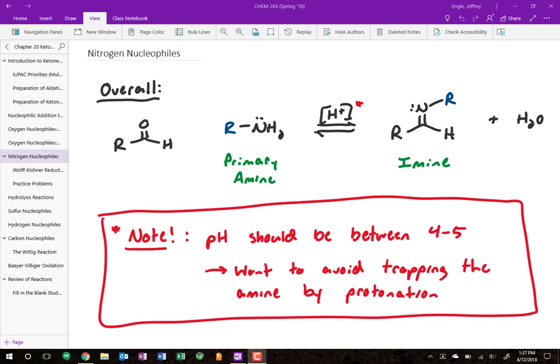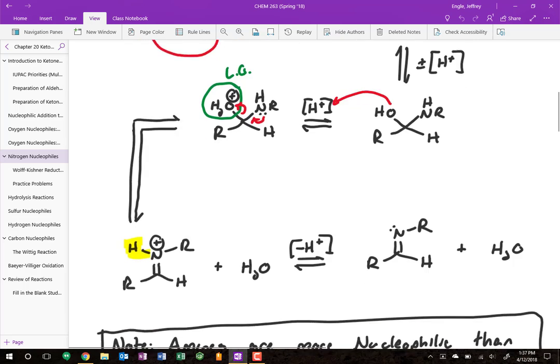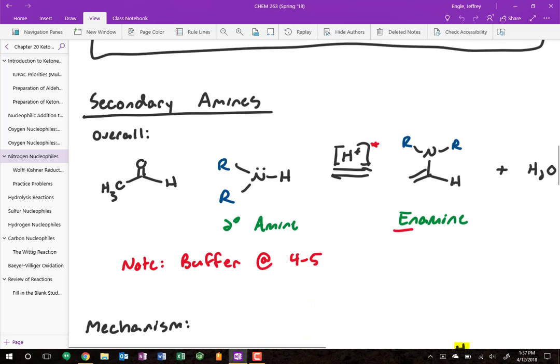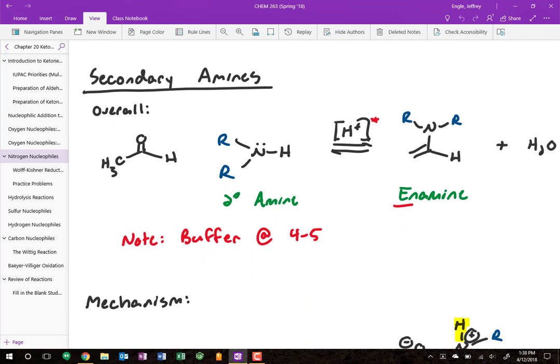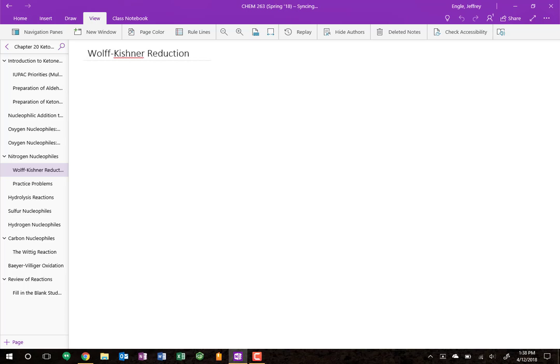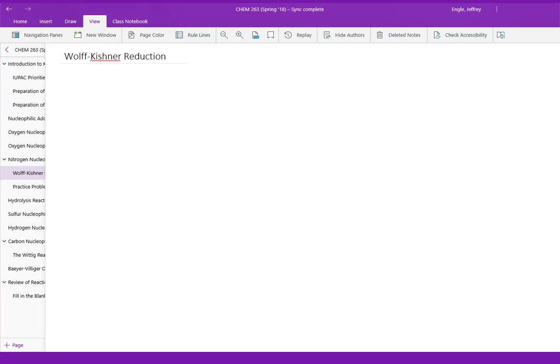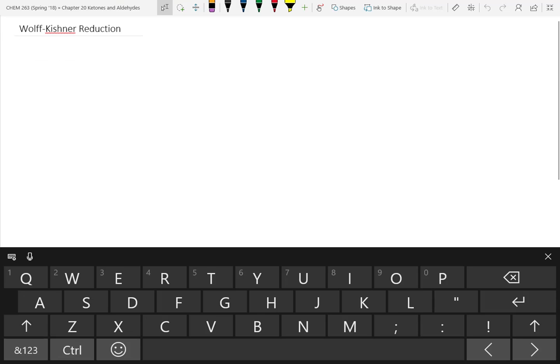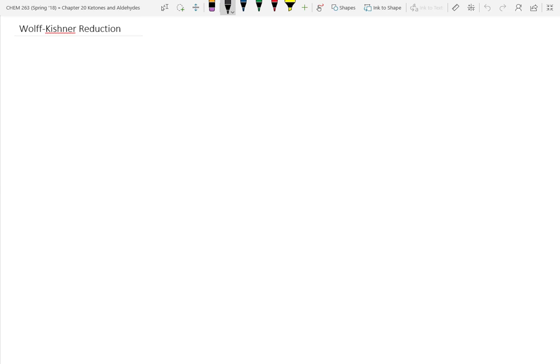So yesterday we finished up talking about nitrogen nucleophiles. We said if you've got an aldehyde or a ketone with a primary amine, you can make an imine. We went through and did the full mechanism for that one. And then we said with secondary amines, you can get an enamine simply because you don't want to have a charged intermediate. Today we're going to start off with a variation of using a nitrogen nucleophile called the Wolff-Kishner reduction.